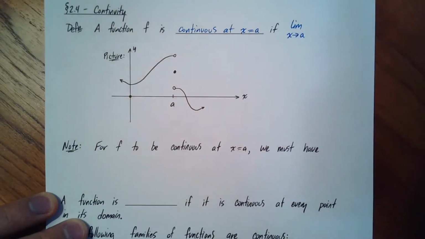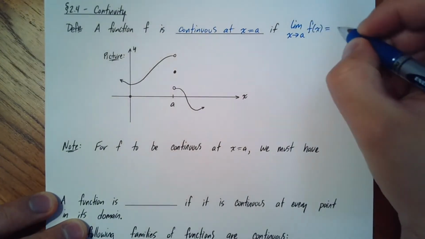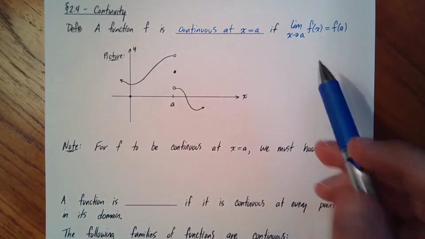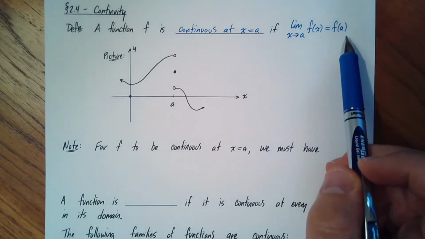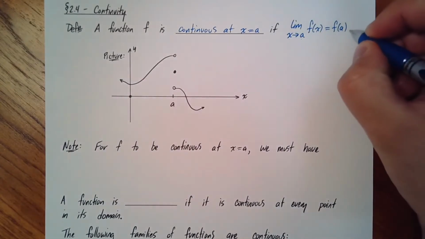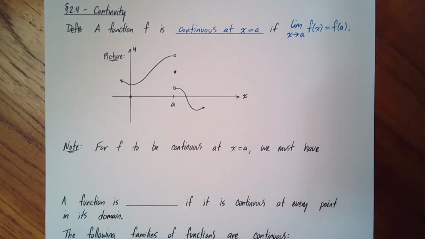The limit as x approaches a of the function f of x has got to equal f of a. So in other words, as x approaches a, the values of f of x get closer and closer to f of a. So that's just what it means for a function f to be continuous at a point x equals a. Now, why do we use this as the definition?